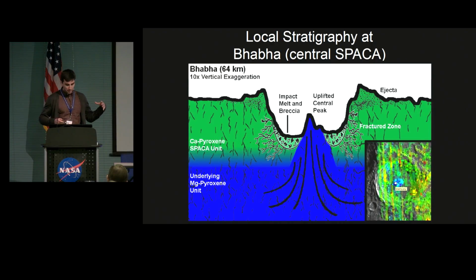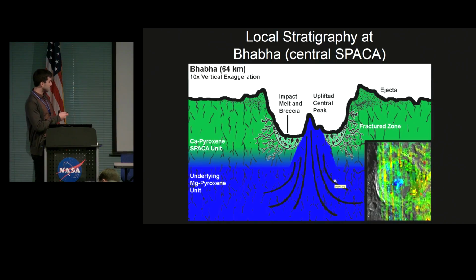So the wall and rim are excavating material from the top 5 kilometers, and that all looks kind of similar to the Spaka surface material. And then the central peak, which originates from depths greater than 5 kilometers, is exhibiting these magnesium pyroxene-bearing noritic materials. So at Baba, this suggests a kind of 2-layer stratigraphy, where we have about 5 kilometers of Spaka surface materials underlain by the more typical magnesium pyroxene-bearing materials.